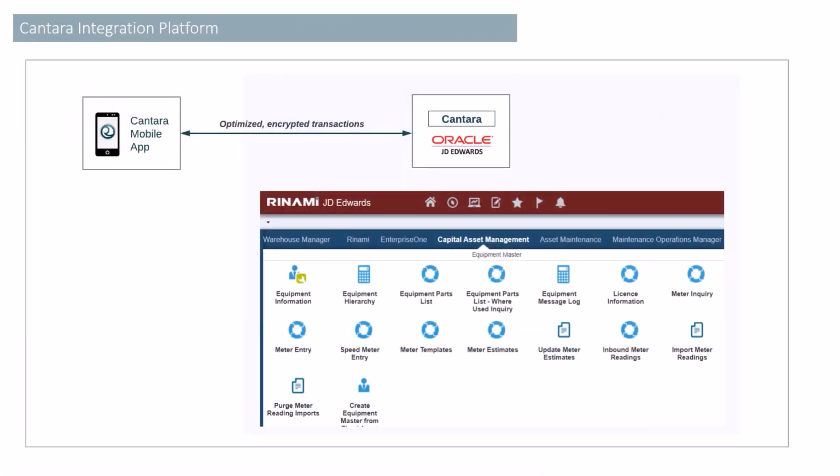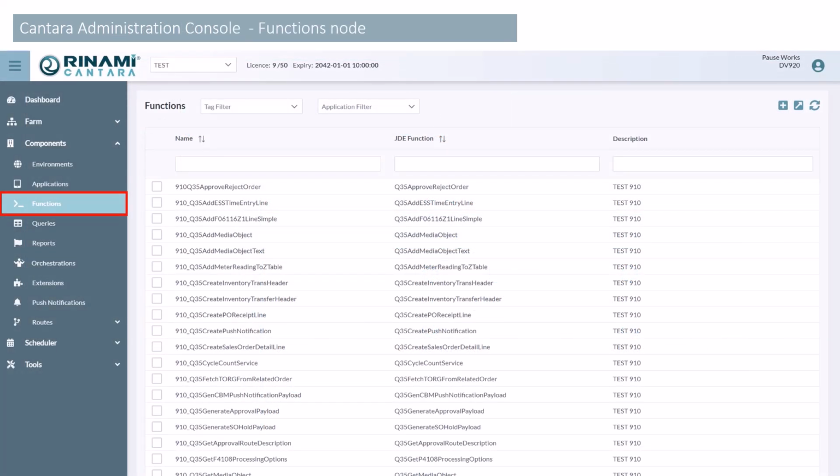Cantara Integration Platform provides access to any business function or named event rule available in JD Edwards. To add a JD Edwards function, open the Components group in the Administration console and select the Functions node. Click Add to add a new function.